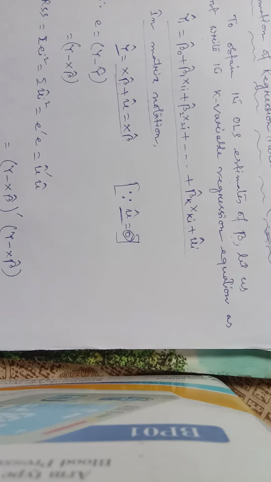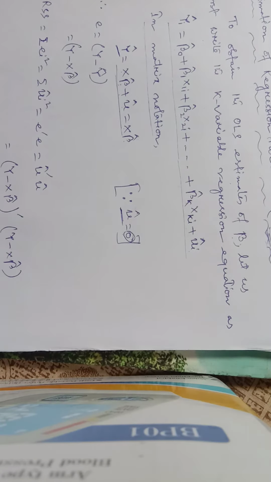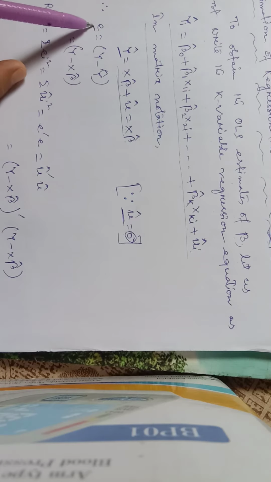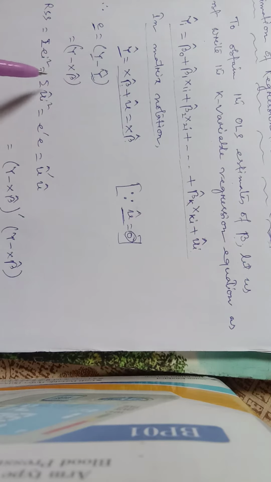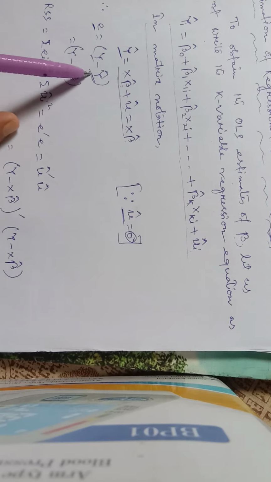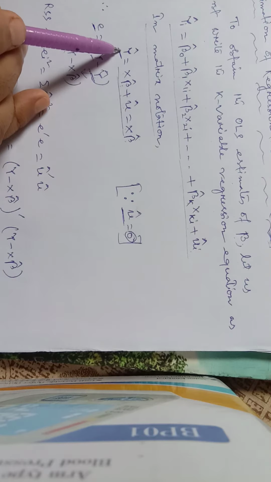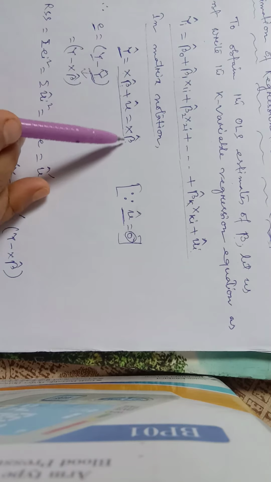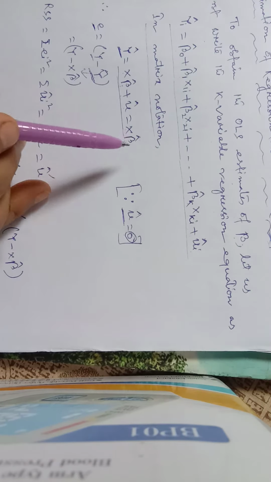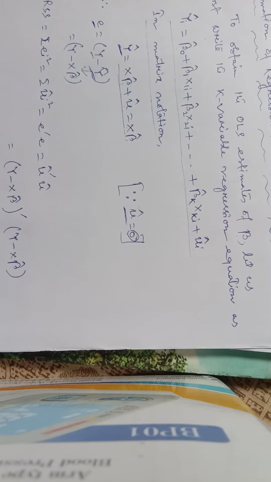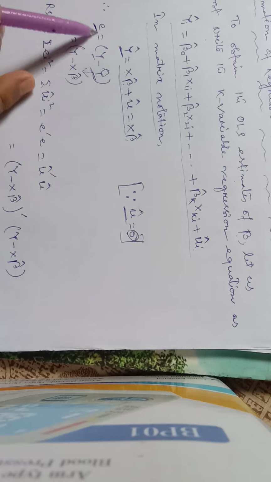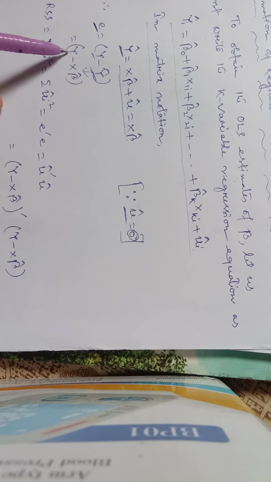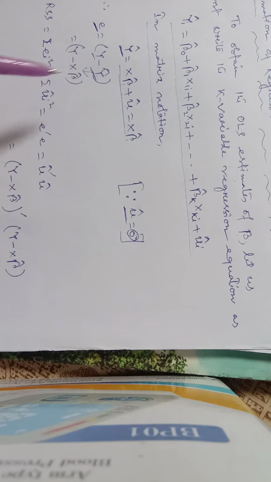Now if we represent the error term e, then we know it is the difference between actual y and estimated y. So we are writing y minus y hat. Now substituting the value of y hat, because from here we get y hat is equal to X beta hat, our estimated error we can write as y minus X beta hat.